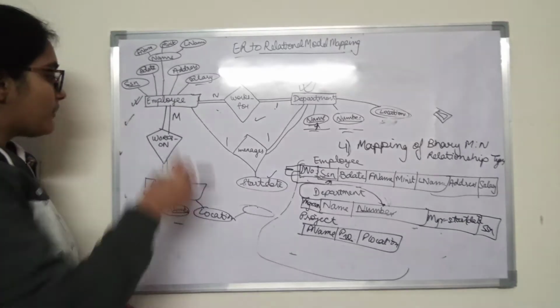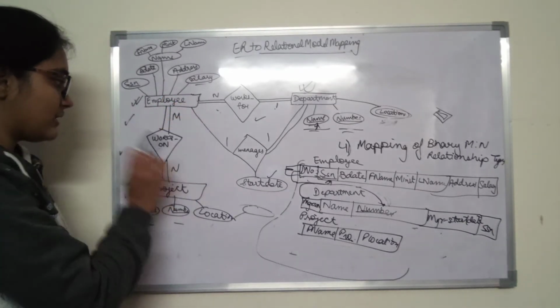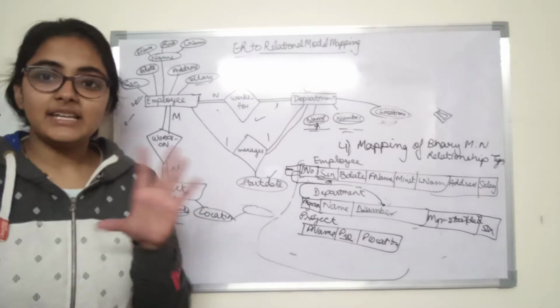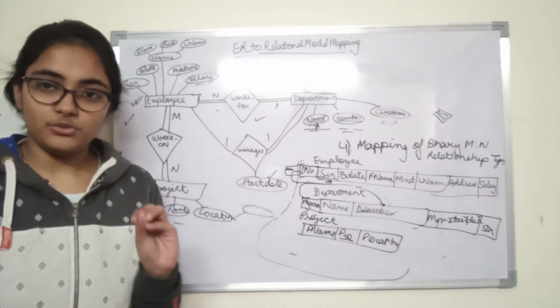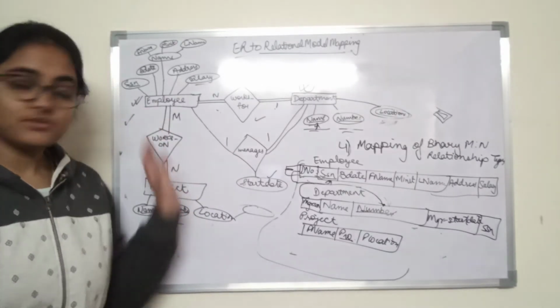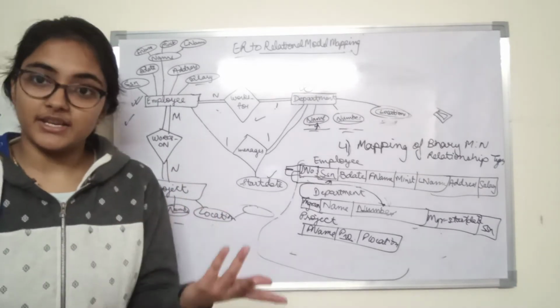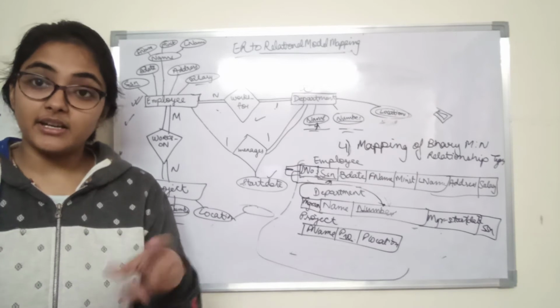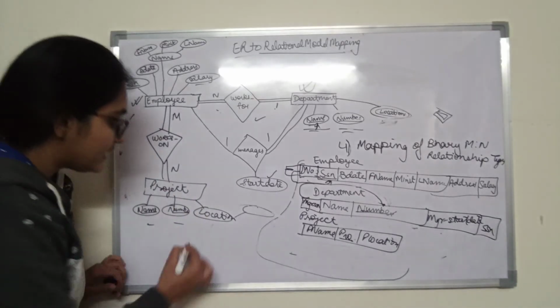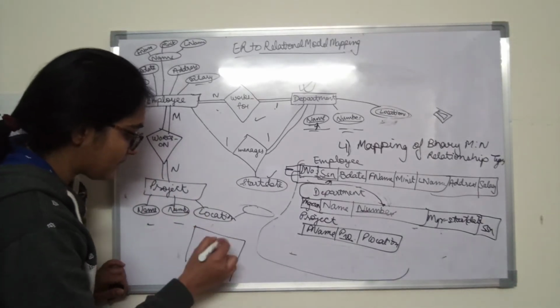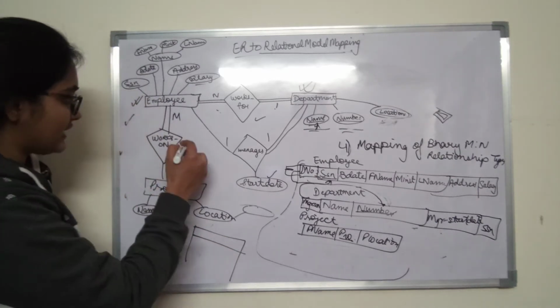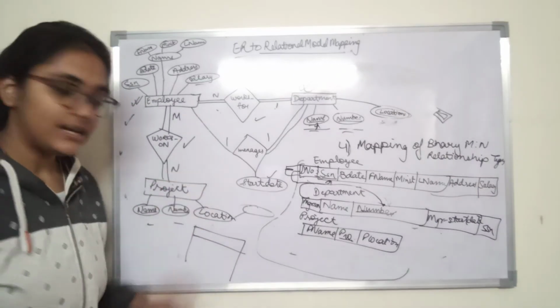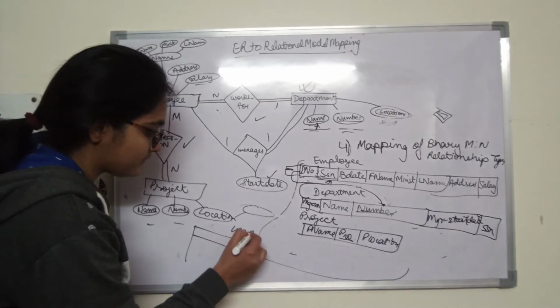Now let us talk about mapping of a binary m:n relationship type. For every m:n relationship type, we create a new relation. So this is new. The name of this new relation will be the name of the relationship type, that is, works on.